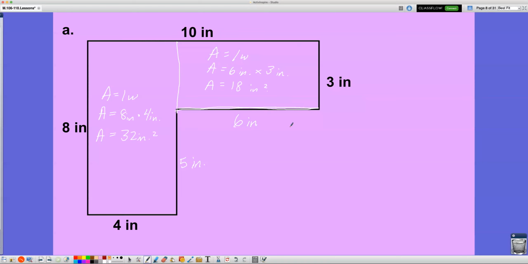So now I have to take that 32 inches squared plus 18 inches squared. And when I add those up, that's the total. So this would be 10, carry the 1, that would be 50 inches squared. It's the value of the inside of this complex shape.